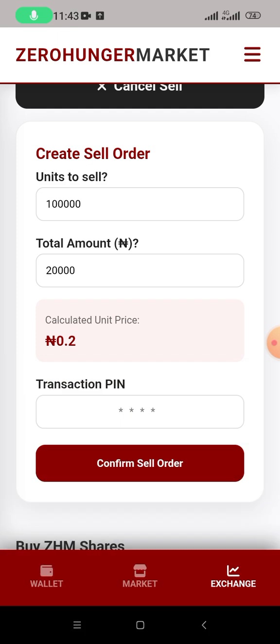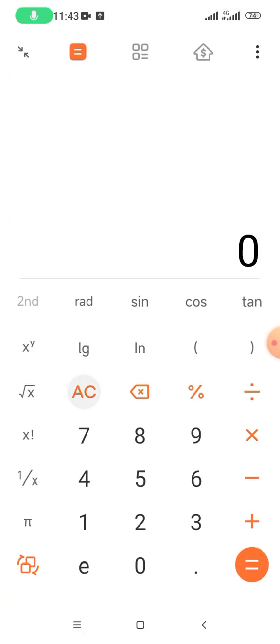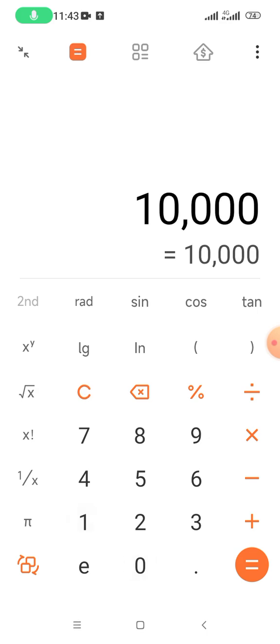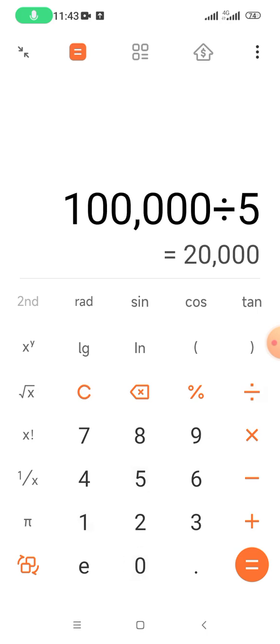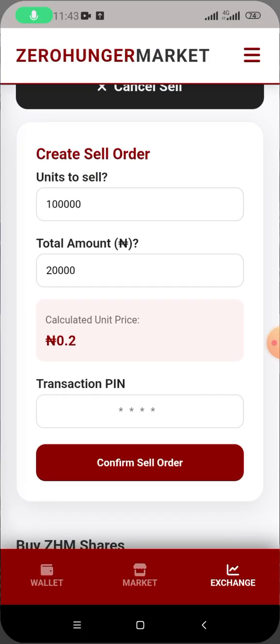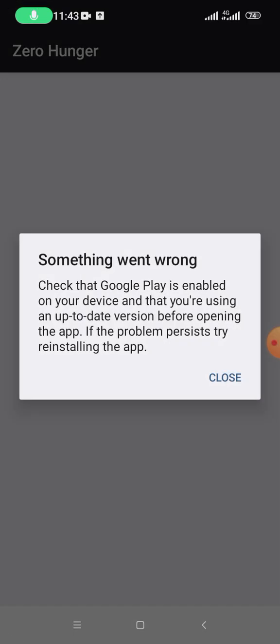You can divide this 100,000 into 5. 100,000 divided by 5 is 20,000. So you want to be selling it 20,000 at a time. You now come here and say, I want to sell 20,000 units.